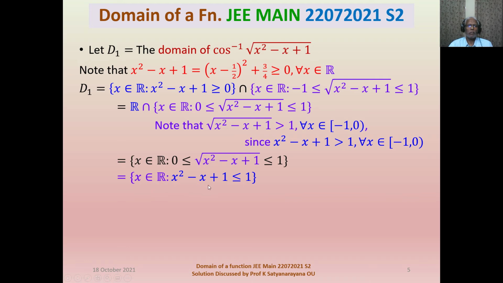X square minus x plus 1 is less than or equal to 1, for obvious reasons. And the 1 cancels, and you will get the set of all those real numbers x such that x into x minus 1 is less than or equal to 0. That is the set of all those real numbers x belongs to R, 0 less than or equal to x less than or equal to 1. That is the closed and bounded interval 0 to 1. Therefore, the domain of cos inverse under the square root of x square minus x plus 1 is the closed and bounded interval 0 to 1.